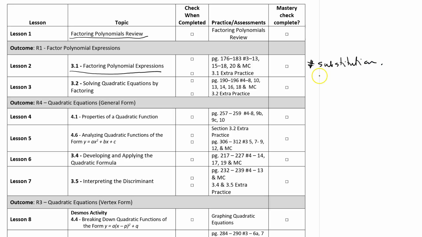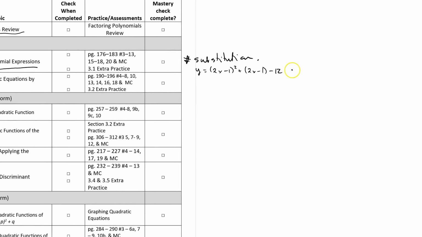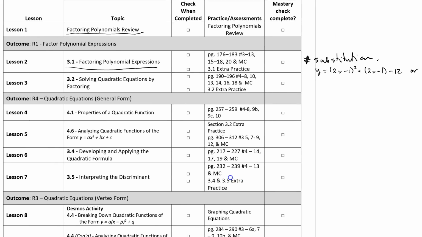So we saw questions like y equals (2x minus 1) squared plus (2x minus 1) minus 12. We saw things like that. And we also saw difference of squares. So we saw something like y equals (2x minus 1) squared minus (y plus 3) squared. So that was all covered under lesson 2.